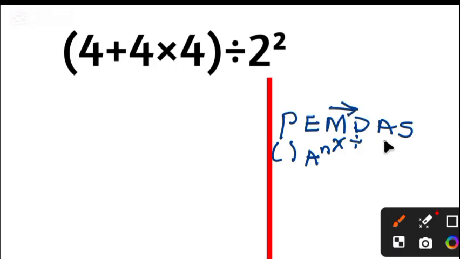Finally, we are going to solve addition and subtraction. They are at the same level of priority. We are going to evaluate them from left to right.